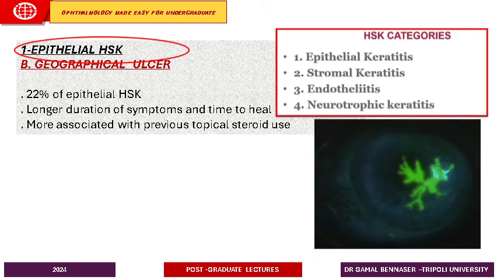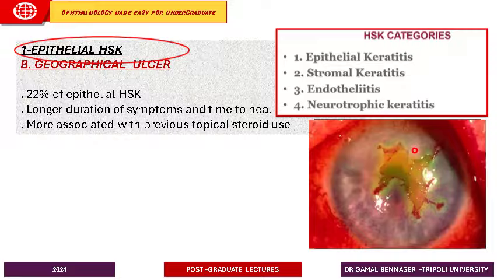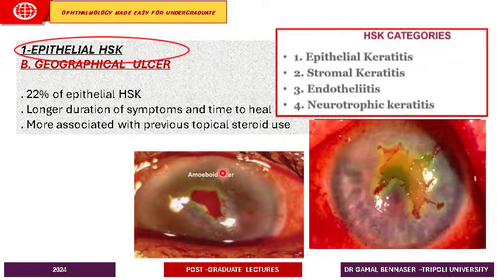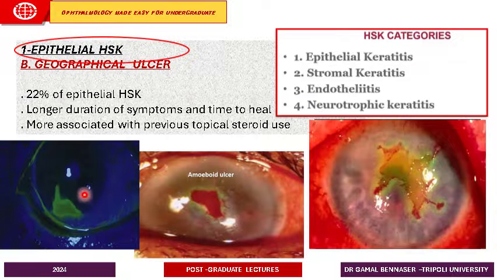You can see here in this picture a large dendritic ulcer, which is named a geographical ulcer. You can see the defect in the epithelium is stained with fluorescein. However, it can also be stained with rose bengal, especially the edge of the ulcer. The edge of the ulcer will be swollen and contains actively replicating virus, so it is stained with rose bengal. As you can see here, this is the amoeboid ulcer because it is large, and the same here, stained with fluorescein.